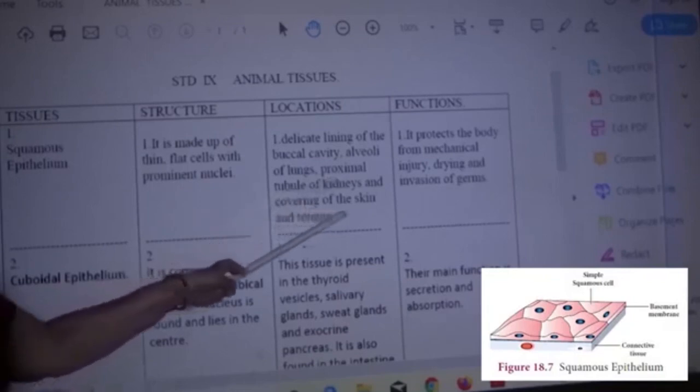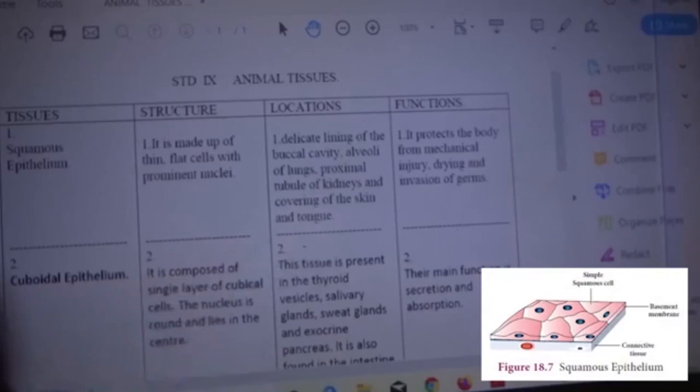Then the covering of skin. Our skin, our body, is covered by squamous epithelium. And the tongue, the fleshy portion, is formed of squamous epithelium.